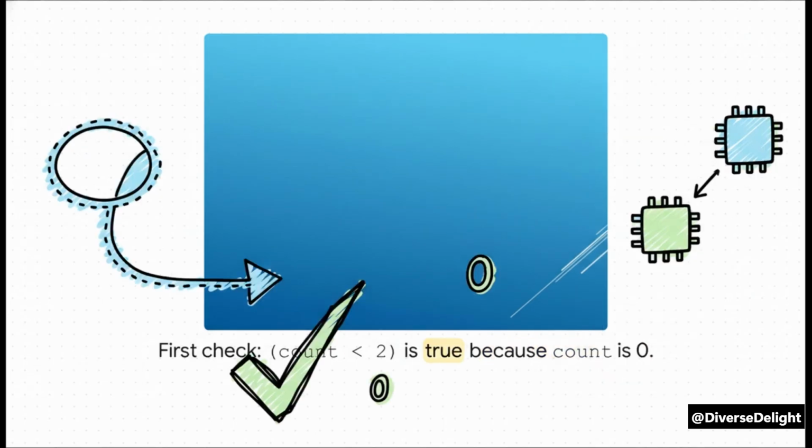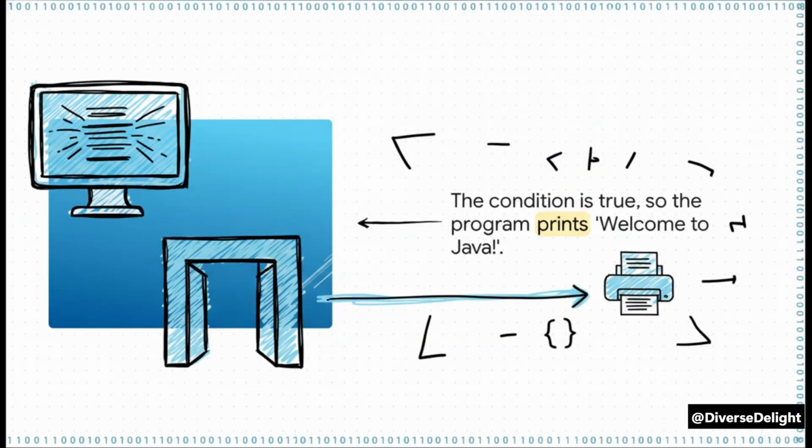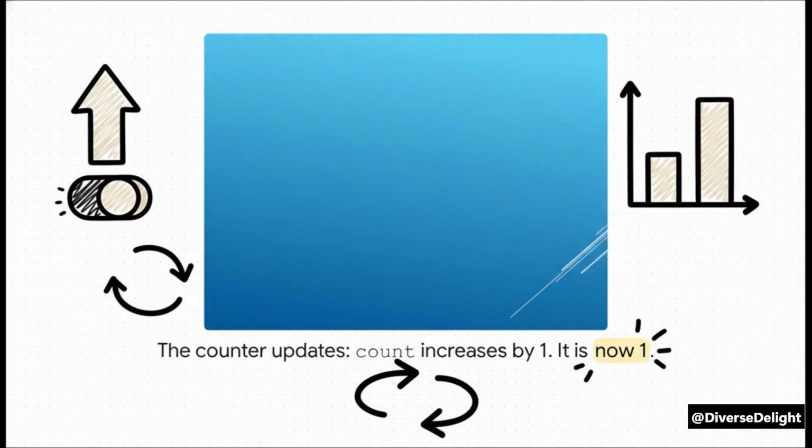All right, here's the first check. The computer asks itself, is the value of count, which is 0, less than 2? Yep, that's true. And because the answer was true, the computer gets to go inside the loop and run the code. In this case, it prints "Welcome to Java" on the screen. Simple enough. Now for that super important third step, the update. The code adds 1 to our count variable. So it goes from being 0 to 1.